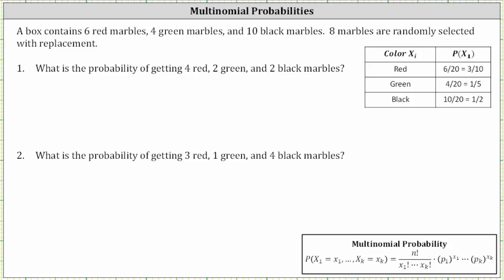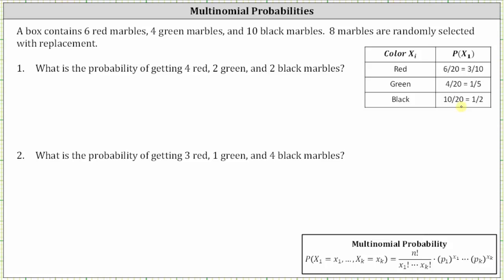Because there are a total of 20 marbles, 6 of which are red, 4 of which are green, and 10 of which are black, the probability of selecting 1 red marble is 3/10. The probability of selecting 1 green marble is equal to 1/5, and the probability of selecting 1 black marble is equal to 1/2. And again, we are selecting with replacement.